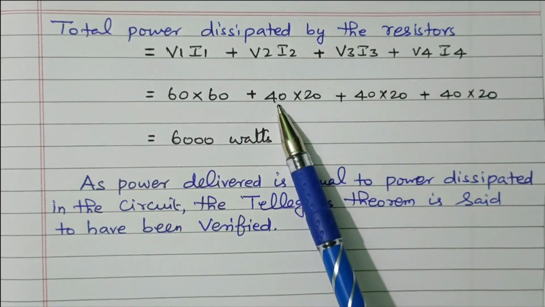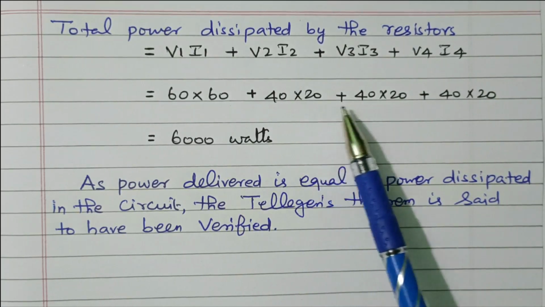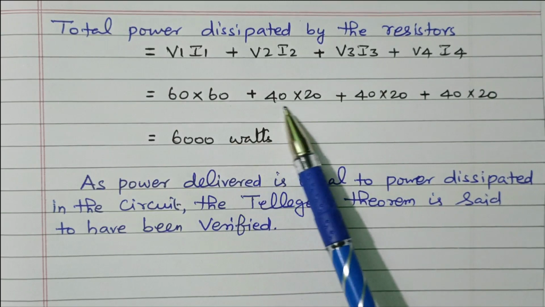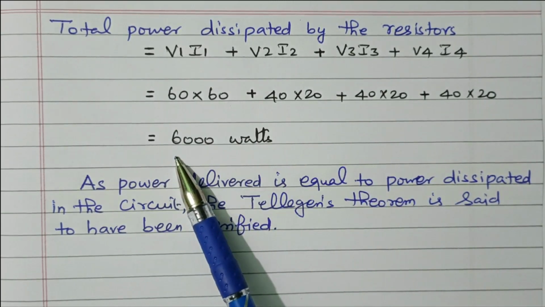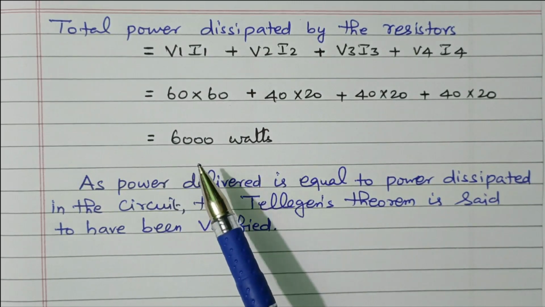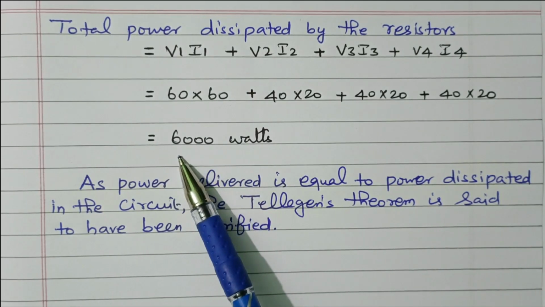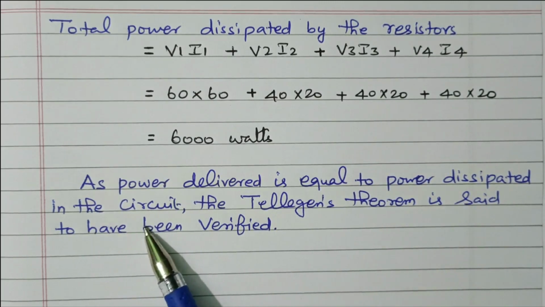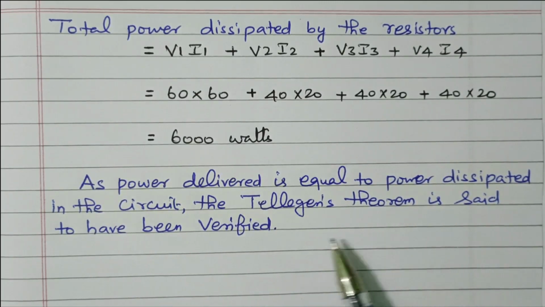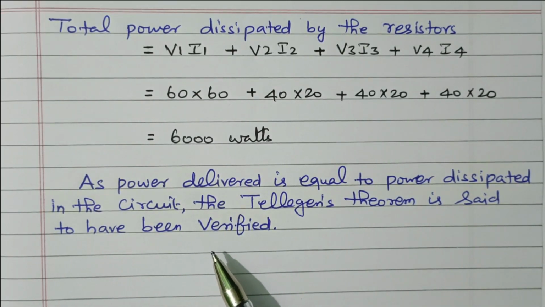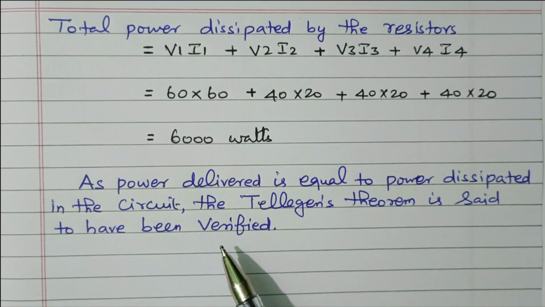Right. The voltage across R2, R3, R4 is equal. Similarly, the current flowing through R2, R3, R4 is also equal. 40 into 20, and 60 into 60. By simplifying all this, what did we get? 6000 watts. Right. So the power dissipated is also 6000 watts. Earlier we calculated the power delivered by the source is also 6000 watts. So as power delivered is equal to power dissipated in the circuit, Tellegen's theorem is verified. Right. So the power delivered as well as power absorbed that we calculated are equal. So Tellegen's theorem is verified.